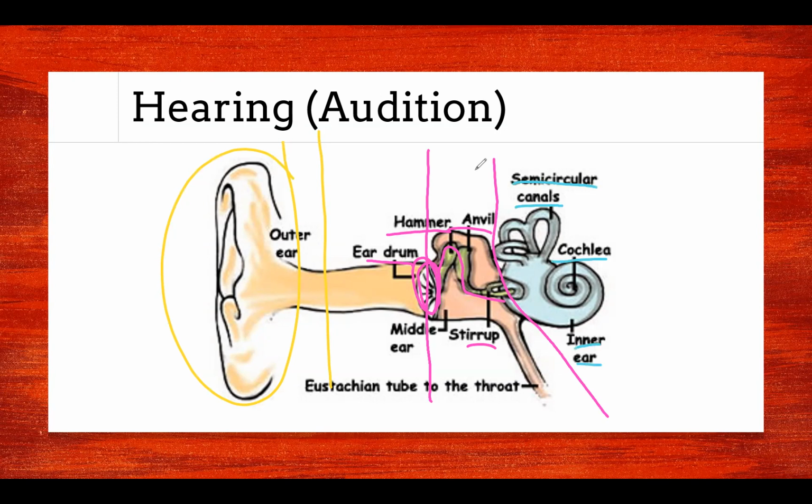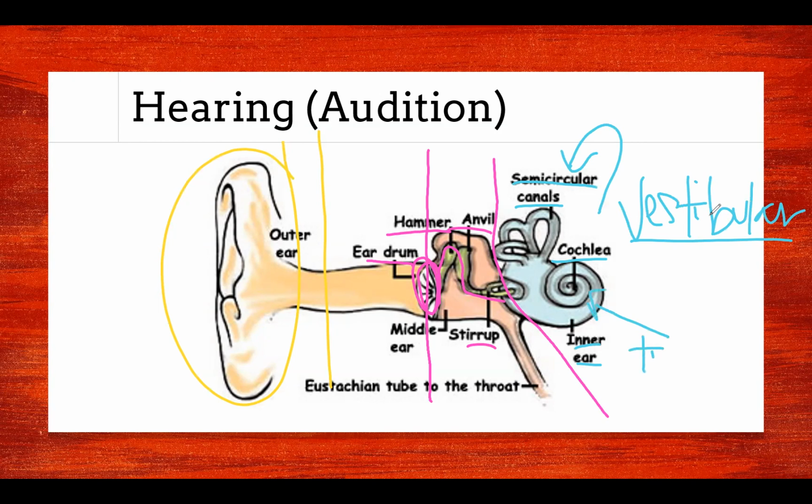Our vestibular sense comes from our inner ear, which is based on our semicircular canals, but our cochlea is where transduction occurs.